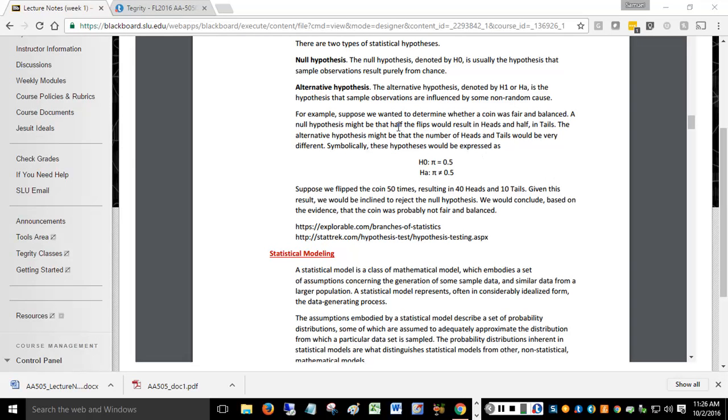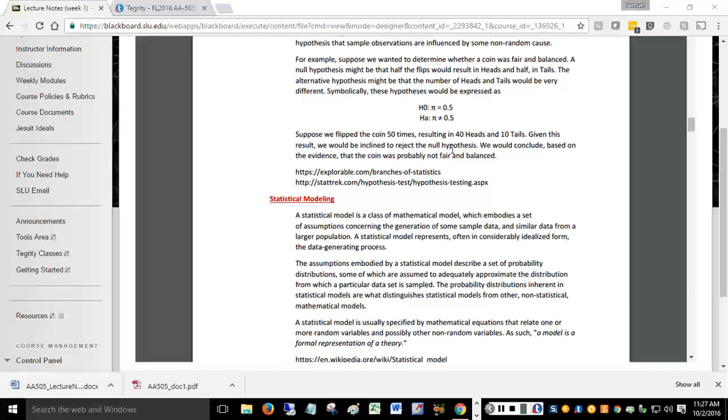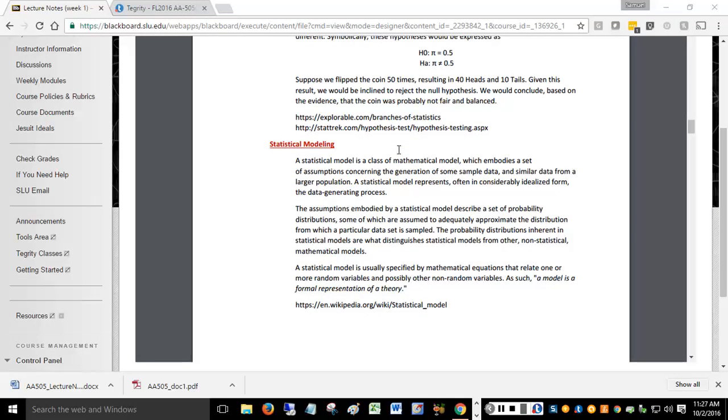So here's an example where you may have an experiment where you're trying to determine if a coin is fair and balanced. So a null hypothesis would be that the flips would result in half in heads and half in tails. The alternate would say that the number of heads and tails would be very different. You may think that the coin's loaded. So the formal statement of the hypothesis looks something like this. You flip the coin about 50 times, 40 of them result in heads. Given this, you would probably be inclined to reject the null, to say no, the coin is biased.